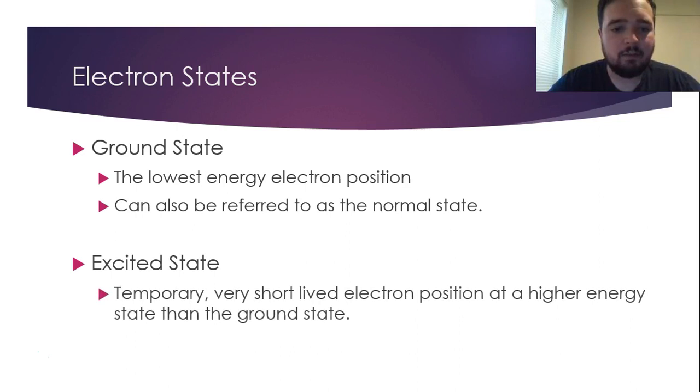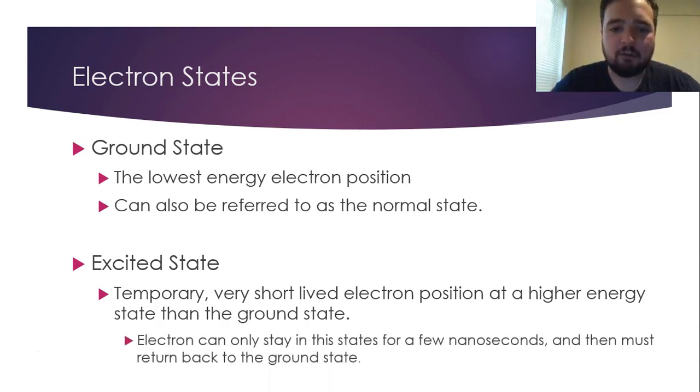The excited state of electrons is a temporary, short-lived electron position of a higher energy state than its ground state. So it's when energy is introduced to an electron and it jumps into a higher energy state or a higher principal quantum number to produce any type of reactivity, reaction, so on and so forth. The electron can only stay in there for only a few nanoseconds at a time, though. So it grabs the energy and quickly gives it back just as quickly as it got it. So it's something that happens very, very quickly.